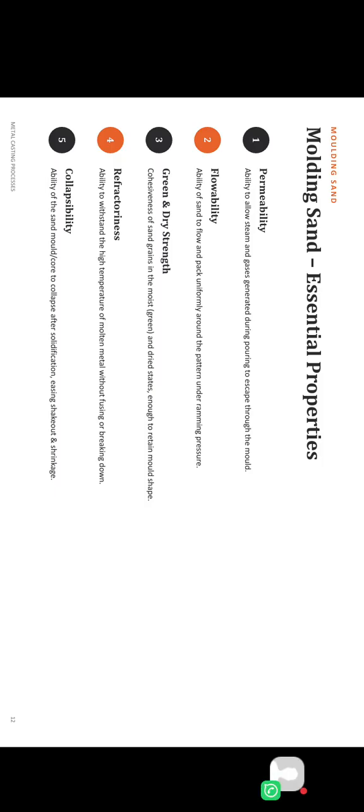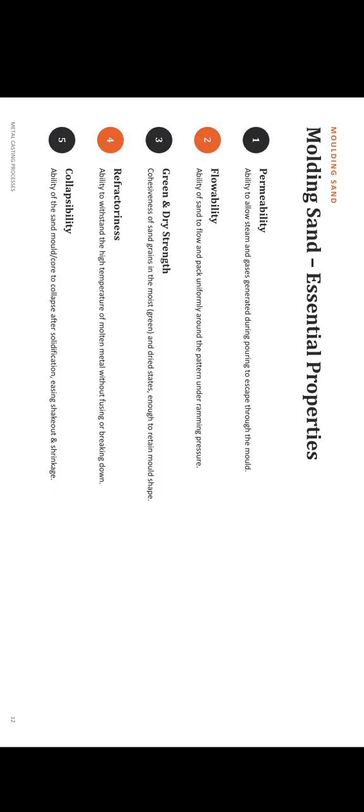Molding sand essential properties: permeability, flowability, green and dry strength, refractoriness, collapsibility. Permeability: ability to allow steam and gas generated during pouring to escape through the mold. Flowability: ability of sand to flow and pack uniformly around the pattern under ramming pressure.